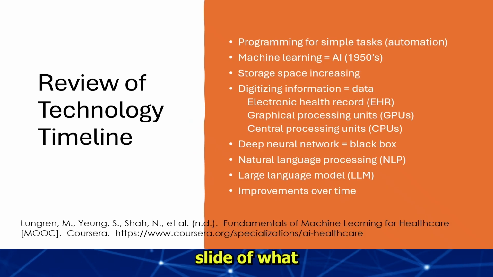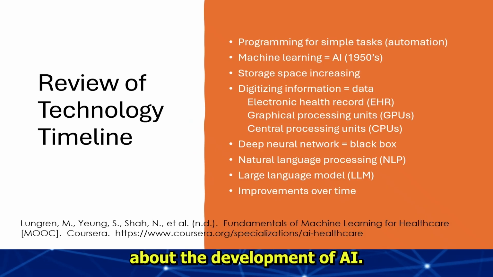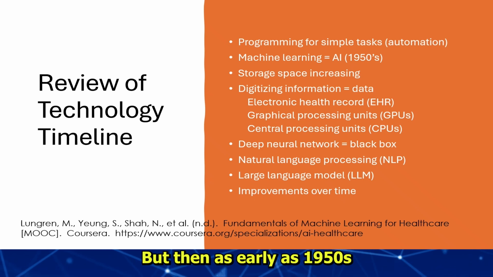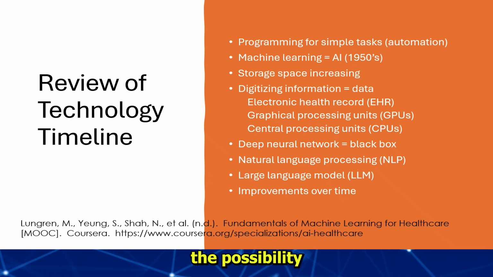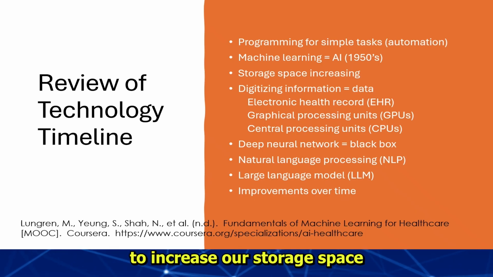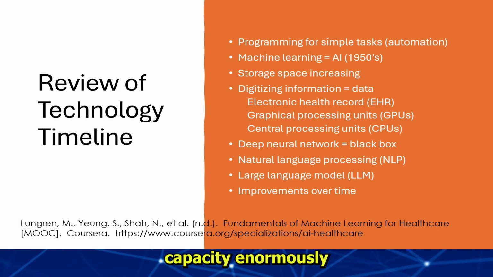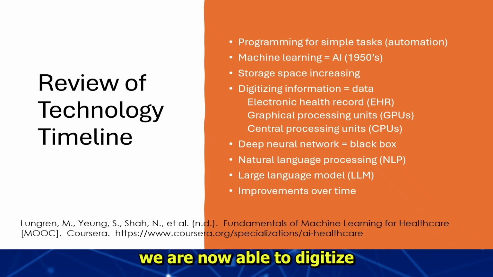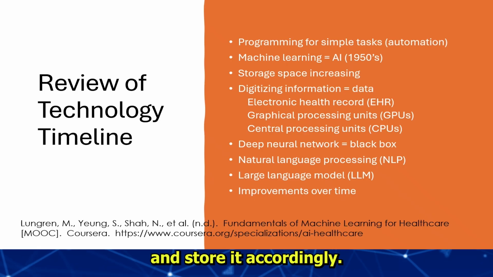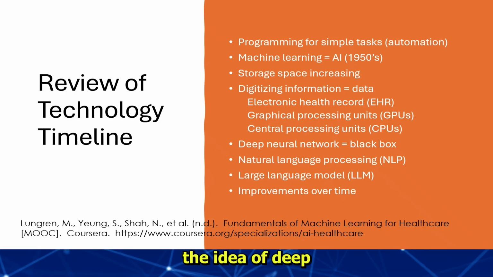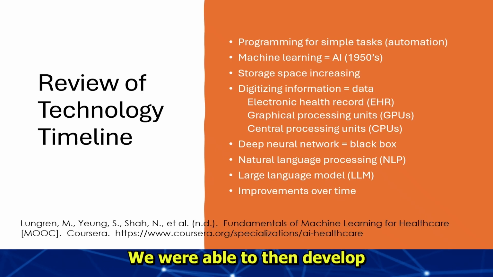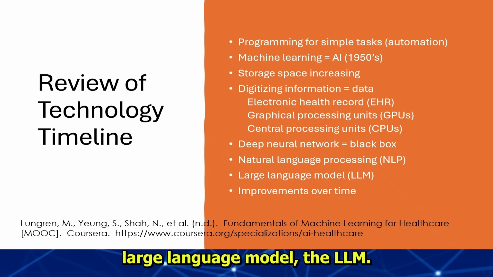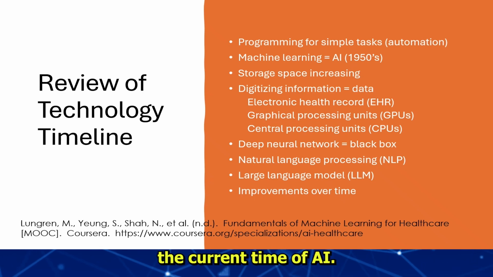This is a review slide of what we have already discussed about the development of AI. Remember, we first started with human programming for the machine to process. But then as early as the 1950s, we started thinking about the possibility of machine learning. Because we were able to increase our storage space capacity enormously, and we were able to have the development of GPUs and CPUs, we are now able to digitize a lot of information and store it accordingly. Then came along the idea of deep neural network. That's our black box. We were able to then develop our natural language processing ability with the machine, and then develop large language model, the LLM. And now we are into the current time of AI.